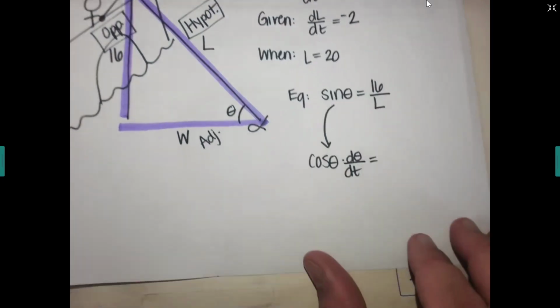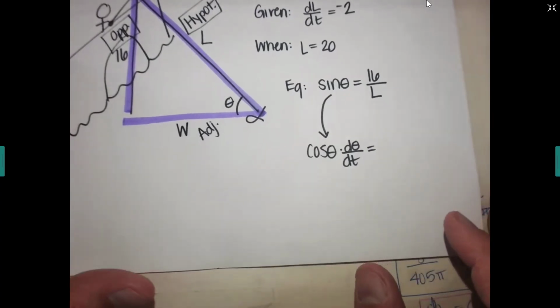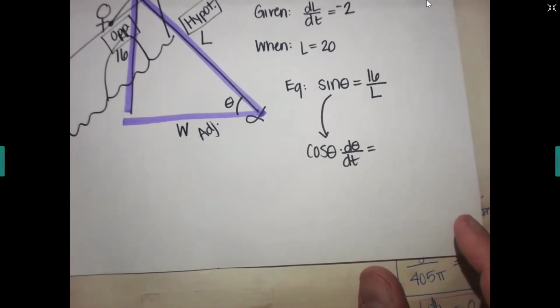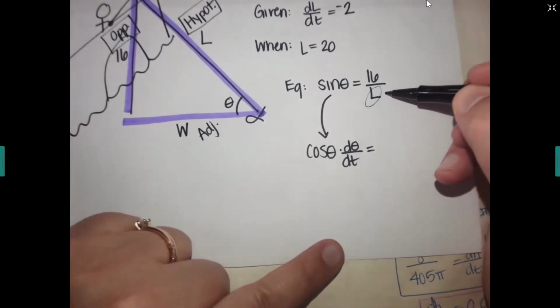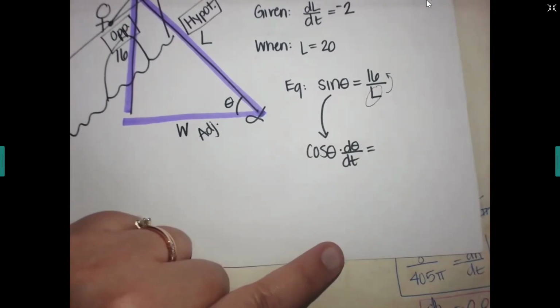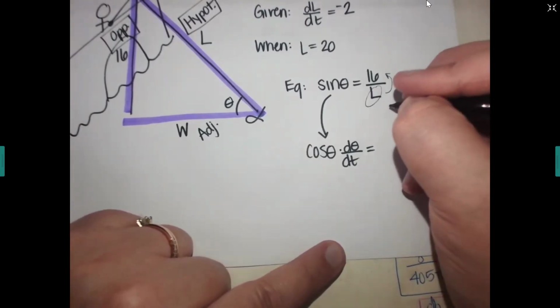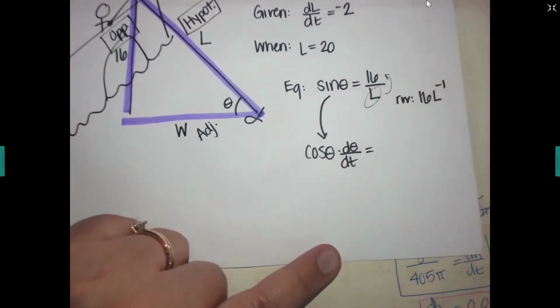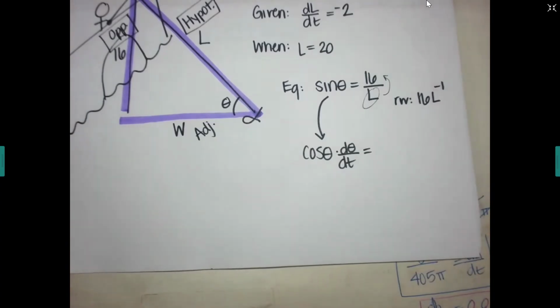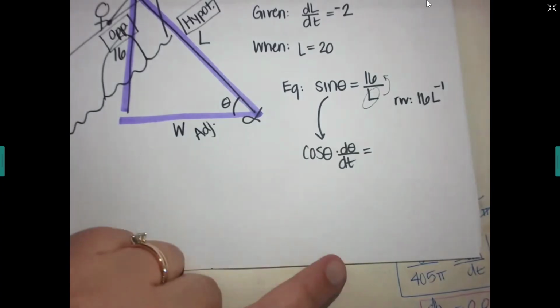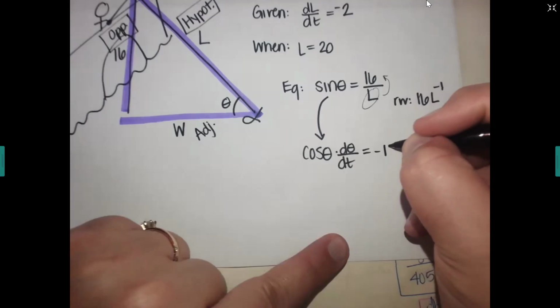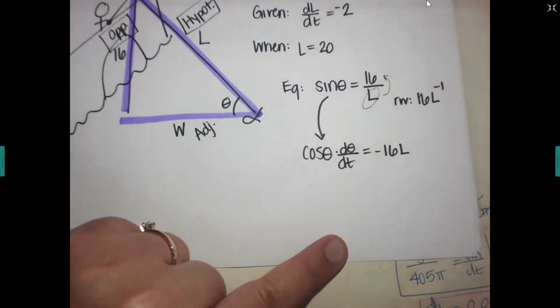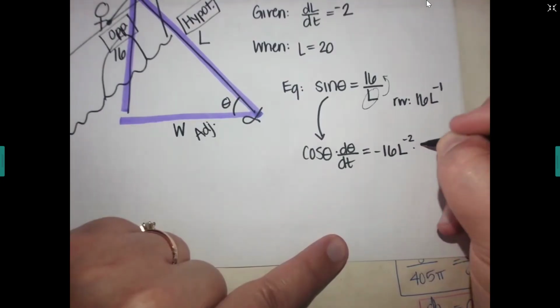Now, for the 16 over L, nobody likes quotient rule, right? So if you can avoid it with a rewrite, how can I just pull this L up so that I don't have to do quotient rule? L to the -1. So I'm going to rewrite that as 16L to the -1. You could do quotient rule, but that's going to take you way longer than just pulling the L up. So take the derivative: -1 times 16, what do I get? -16, and then what's my new power on L? -2, and then dL dt.